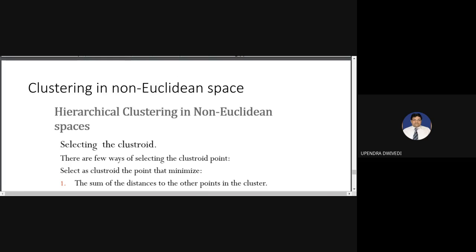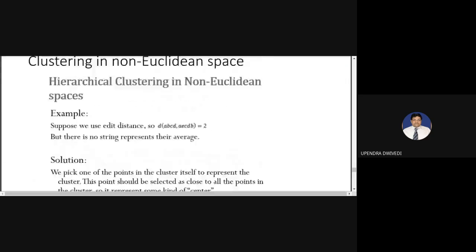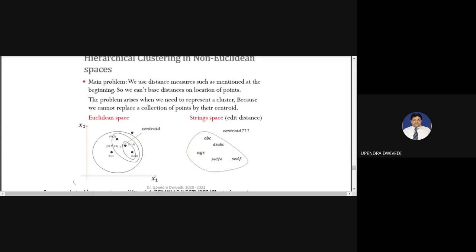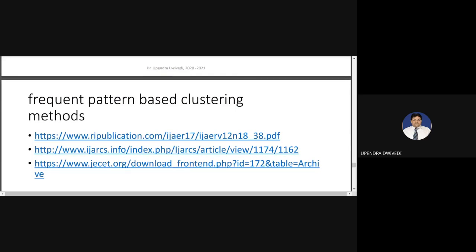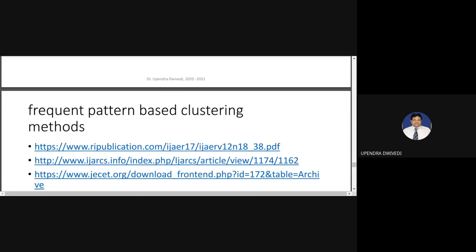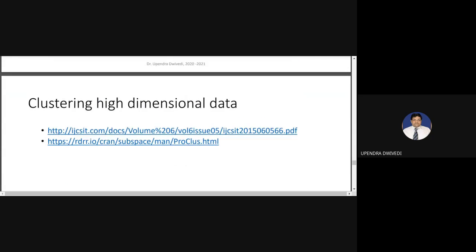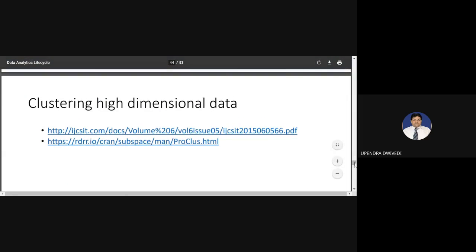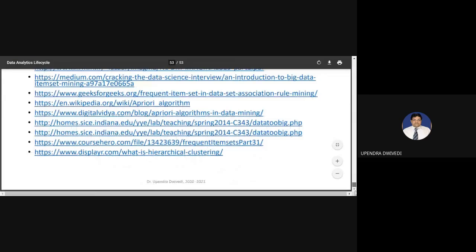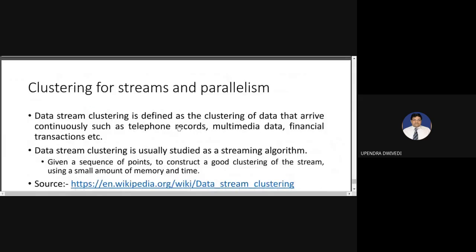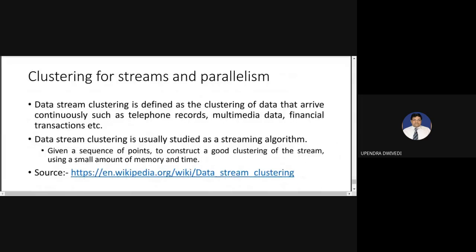In the last session, we discussed clustering in non-Euclidean space, and we covered the topics frequent pattern-based clustering method and clustering high-dimensional data. So basically, we have done the discussion on clustering. Now, the last topic from the fourth unit is clustering for streams and parallelism.